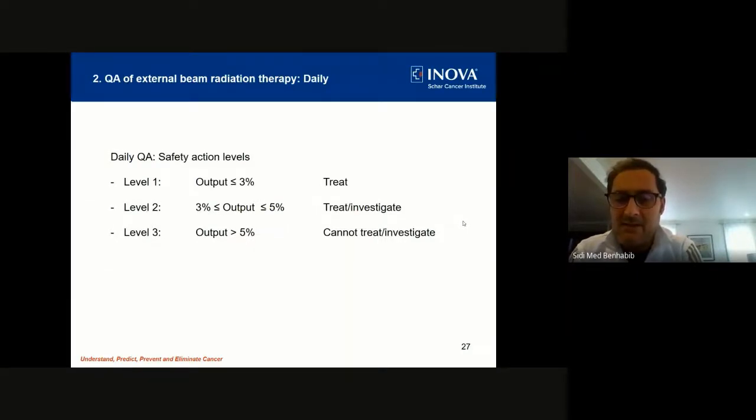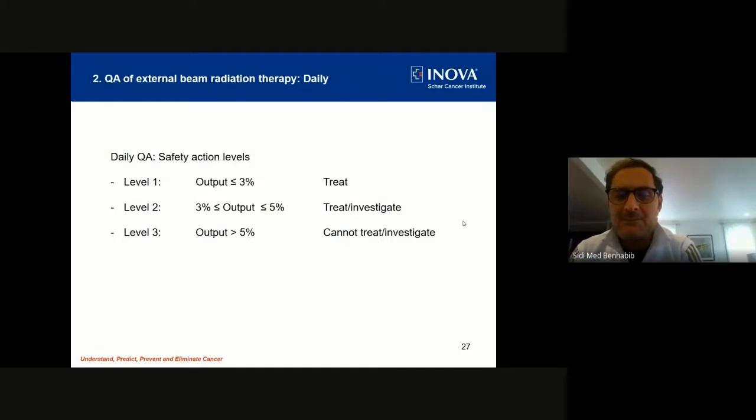I believe in my 10 years, I was called, I think, three times on the machine where the outputs were more than 5%. And the issue was actually coming not from the machine, but from the daily QA device. Maybe it was dropped or something, and it was giving wrong numbers. Because what I did when I was called, I repeated the measurement completely independently, and I got the same number the therapist got, more than 5%. Then I decided to put the Farmer chamber in solid water and check my output, and I confirmed that my output was good. It's just that the device was not behaving well.